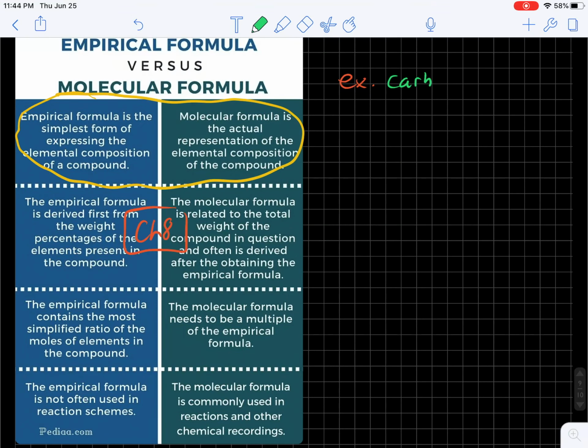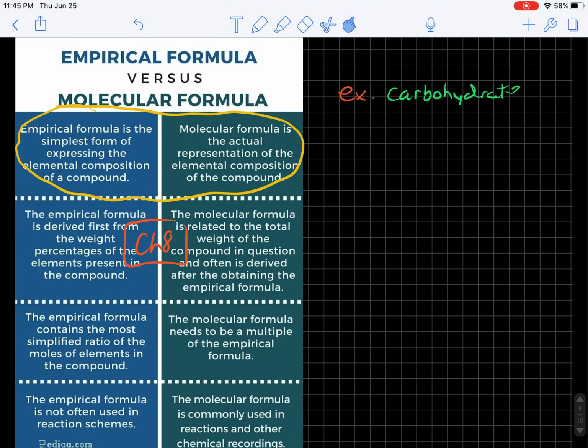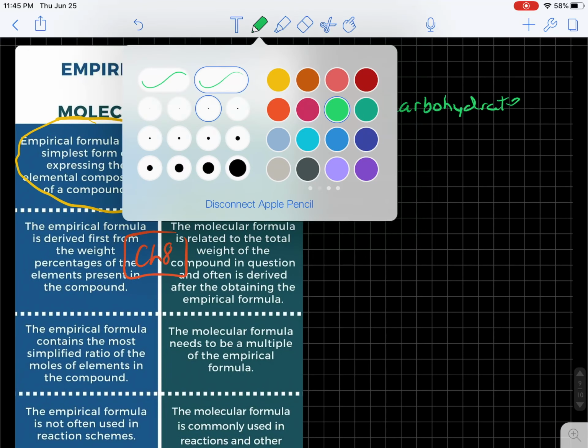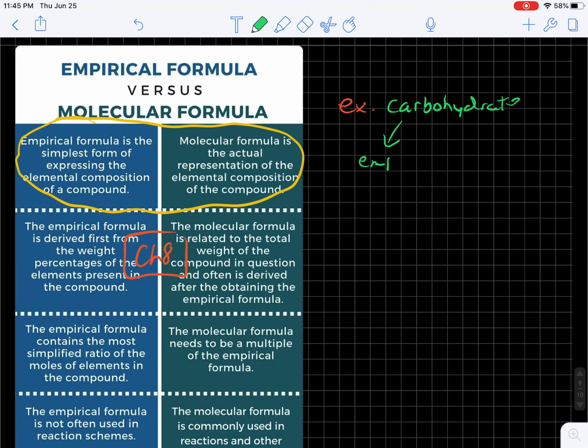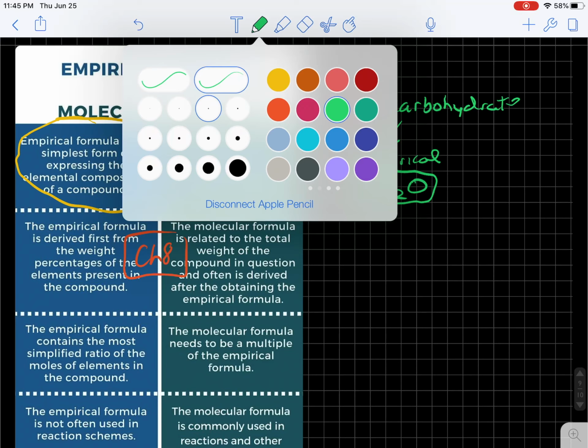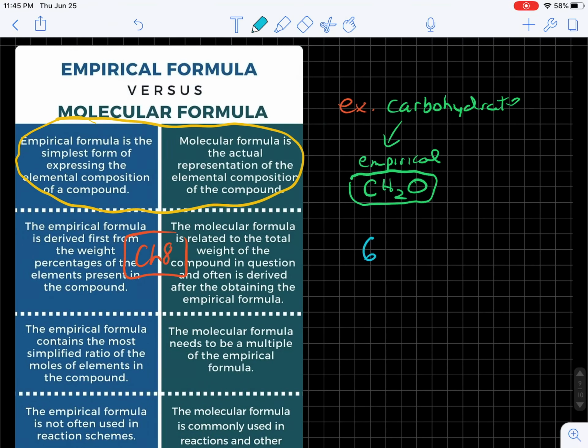Sugar, for instance. Sugars fall into a family of materials called carbohydrates. And the empirical formula for a carbohydrate is CH2O. That's the empirical formula. It's a carbon, there's your carbo, and then H2O, hydrate, like being hydrated by water. CH2O. Now there's a bunch of different types of sugars.